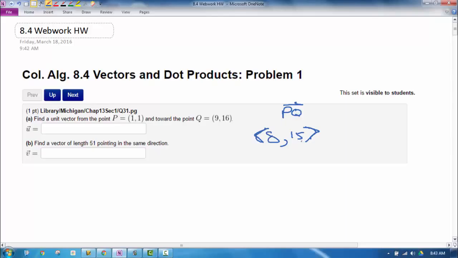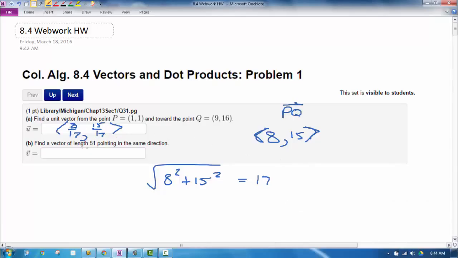Now, to find a unit vector that's in the same direction, what you do is you divide by the magnitude. So I'm going to find the magnitude. The magnitude you find by doing the Pythagorean theorem. So you square both of these, add them together, and take the square root. That gives you 17. So my answer then is 8 over 17, comma 15 over 17. All you do to find a unit vector is divide by the magnitude.